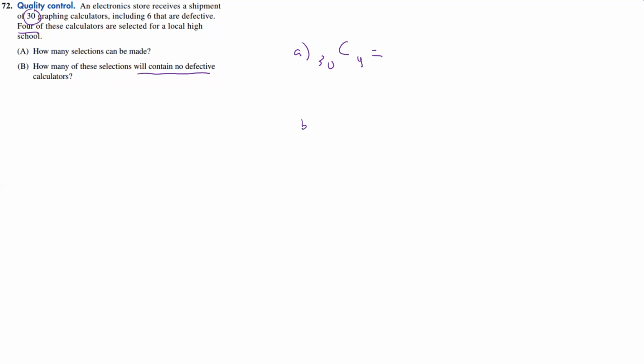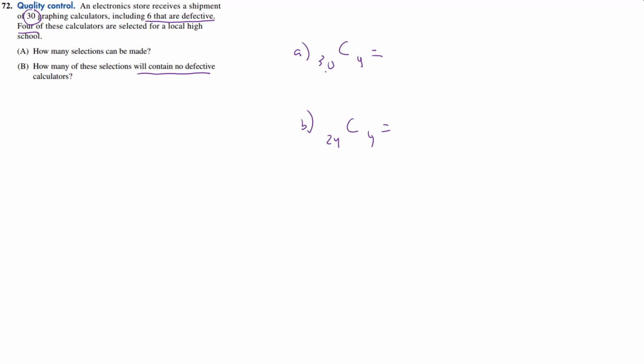Now, B says now it cannot contain a defective calculator. Well, how is that possible? If it doesn't contain a defective one, that means we're taking out all the defective ones. So we basically checked them all, turned them all on, and taken them out. So how many is left? If we take 30 minus 6, there's only 24 calculators left. And again, we're still going to choose four of those calculators.